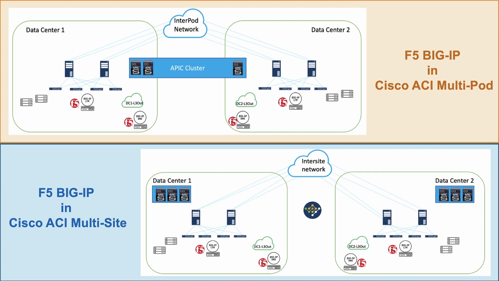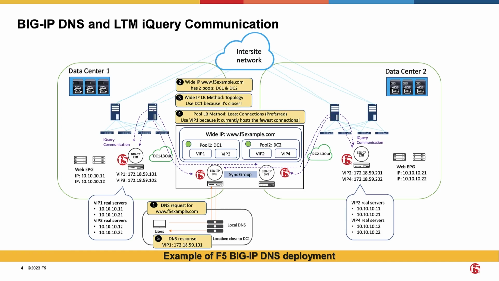In this video, we will discuss some of the design considerations when we integrate F5 Big IP DNS and LTM into Cisco ACI multi-site and multi-pod. This is important to establish communication between F5 Big IP DNS and LTM so that they can exchange information, which allows Big IP DNS to select the best available Big IP LTM VIP across data centers for a DNS request.